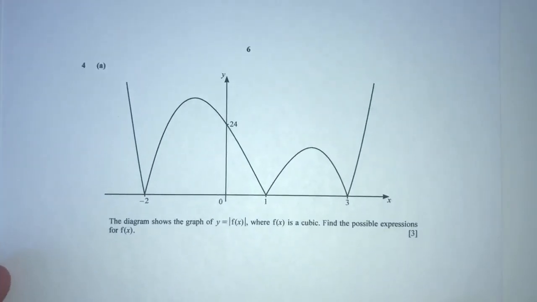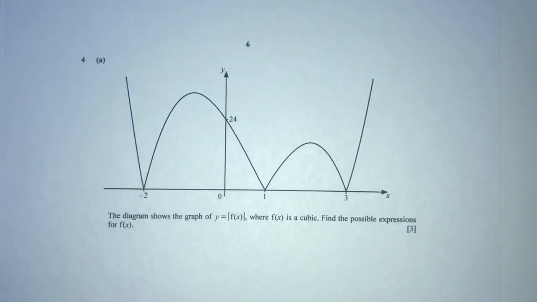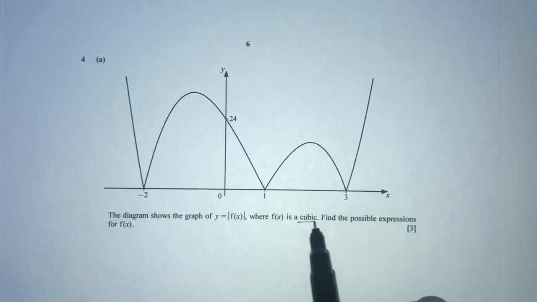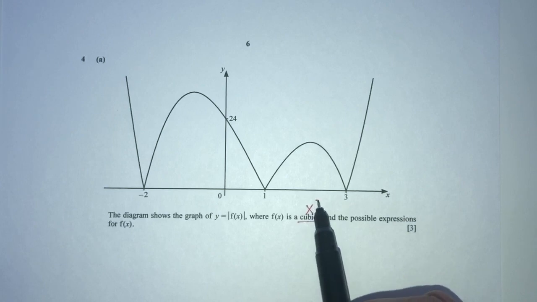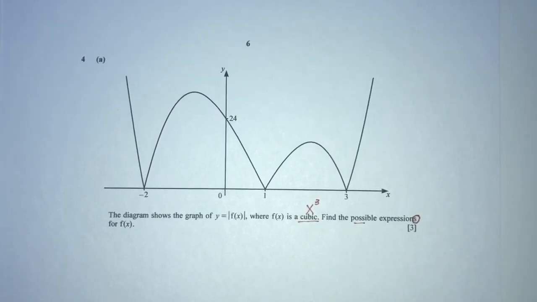Now let's move on to your question number 4. So the diagram shows a graph of y equal to the modulus of f of x. Now, where f of x is a cubic curve, cubic means the power of x has to be 3. Now, we have to find the possible expressions. As you can see, it ends with s, so it means that we have more than one kind of expression for this f of x.